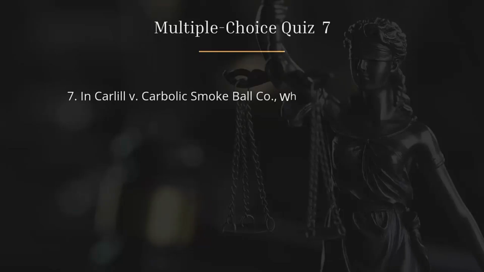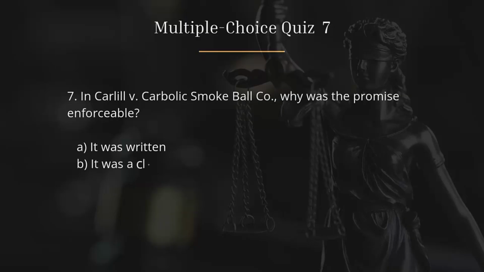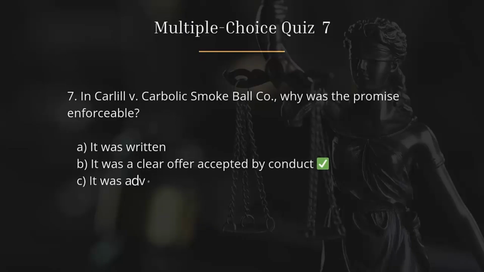Multiple choice quiz 7. In Carlill versus Carbolic Smoke Ball Co., why was the promise enforceable? A. It was written. B. It was a clear offer accepted by conduct. C. It was advertised in a paper. D. The court ignored consideration.